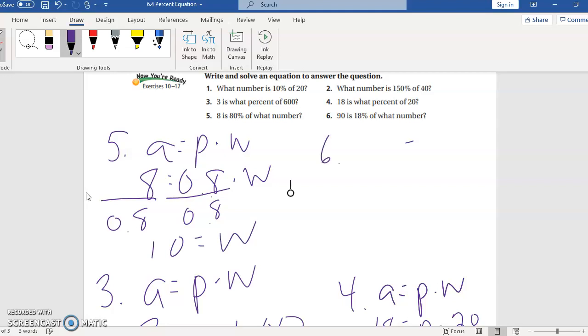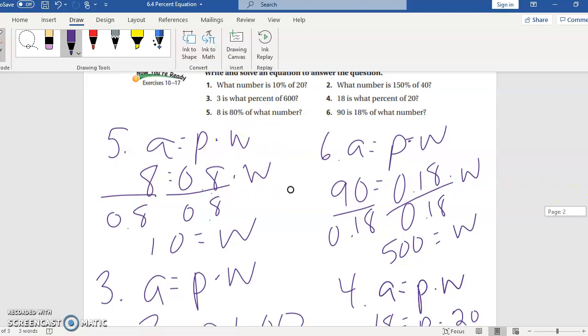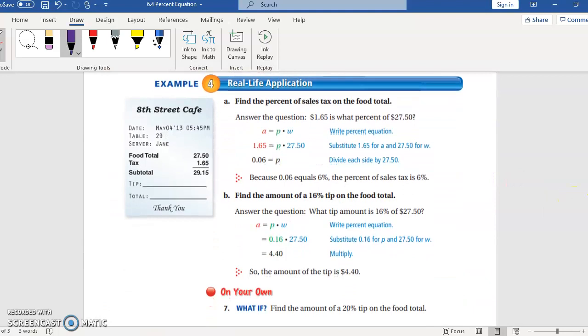And the last one, number 6. A equals P times W. So 90 is 18% of what number? So 90 equals 0.18 times W. And then I'm going to divide both sides by 0.18. And if you take 90 divided by 0.18, you get 500. So my whole in this case is 500. Whew, there we go. There's those 6.